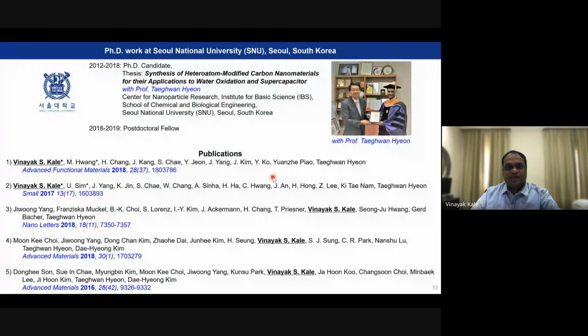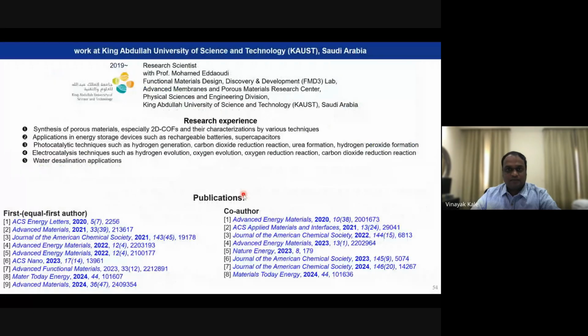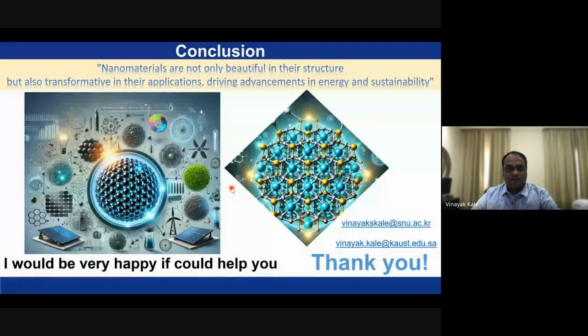In my PhD, I focused on heteroatom-modified carbon nanomaterials for their application in water oxidation and supercapacitors. And finally, in my research work at KAUST, I focused on synthesizing porous materials such as COFs and their energy-related applications. And from time to time, we reported these materials.